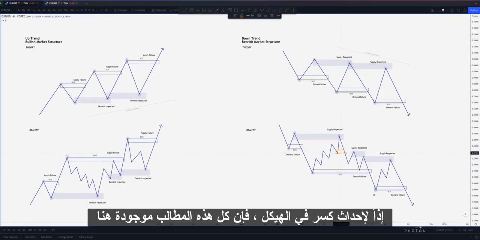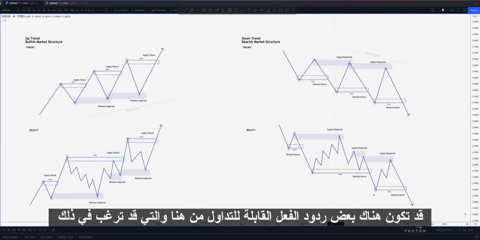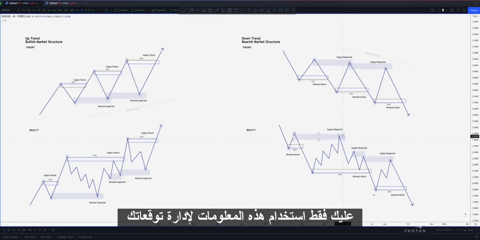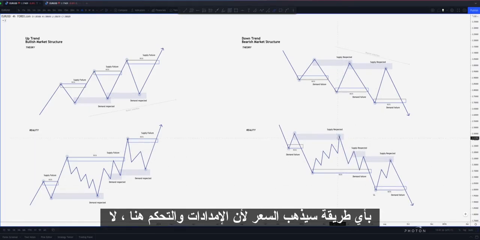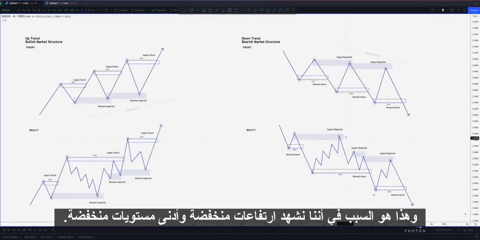Then all of these demand zones here are going to get smashed. Yes, there may be some tradable reactions from here that you may want to trade, but you just have to use that information to manage your expectations of which way price is going to go, because supply is in control here, not demand. And that's why we're seeing the swing lower highs and lower lows, okay?